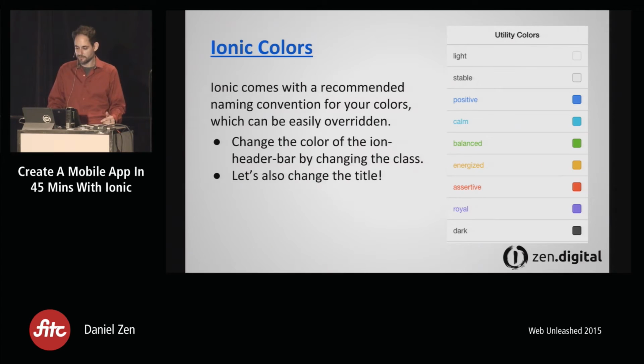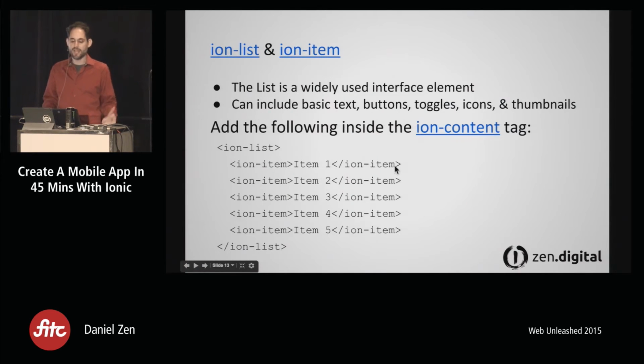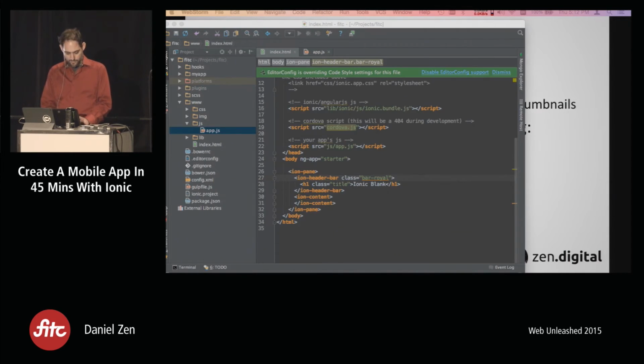So we changed the title. Next, now we have this ion-list and ion-items. The list is a widely used interface element, and we can include basic text, buttons, toggles, icons, and thumbnails. What we're going to do in this case is just cut and paste this code here into the pane. Let me make sure I have access to that text, otherwise I have to close down the presentation. So I'm copying that text right now. There we go. And then I'm going to bring up WebStorm.